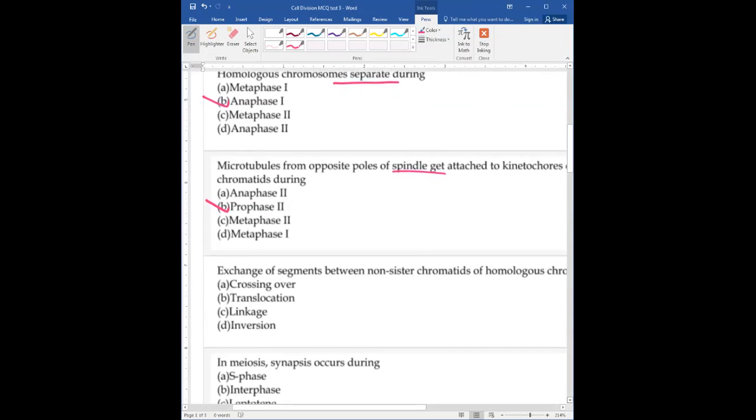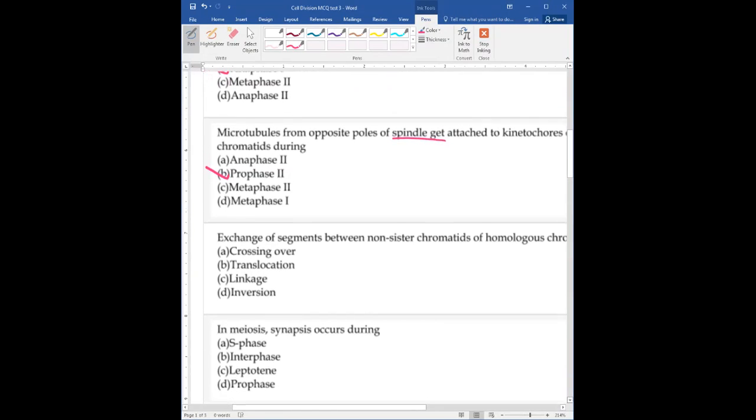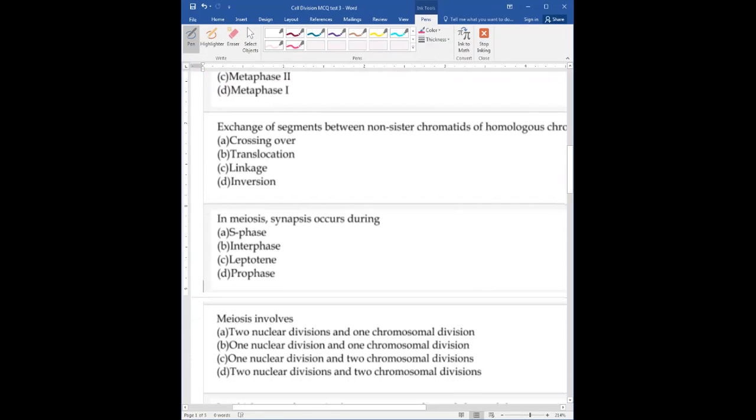Okay, next question, Kanaka, I want the answer from you. Exchange of segments between the non-sister chromatids of homologous chromosomes. Exchange. Yes. It is going to be crossing over. Very nice.